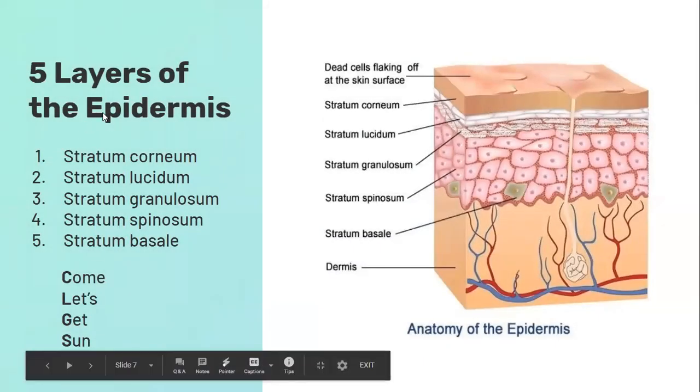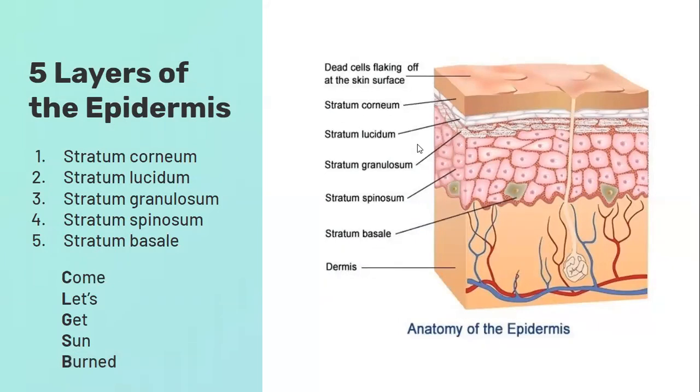So there's 5 different layers of the epidermis. So for quite a small, a thin layer, there's a lot of layers. And so it goes as follows. I listed it from top to bottom. So the stratum corneum is the very top right here in the picture. And then we have the stratum lucidum, the stratum granulosum, the stratum spinosum, and the stratum basale.